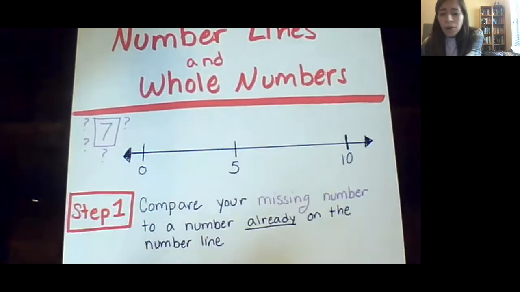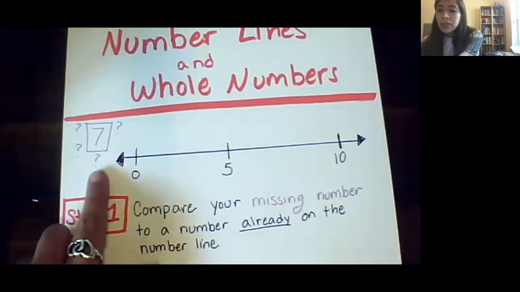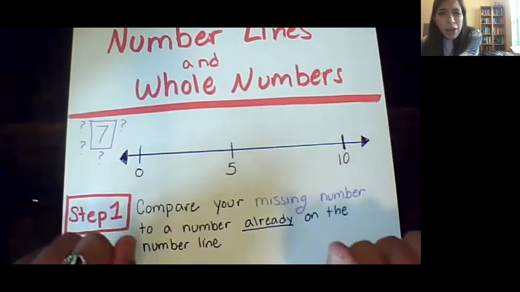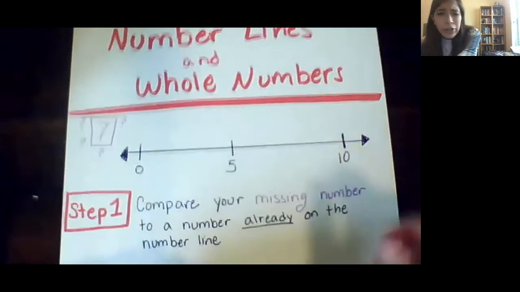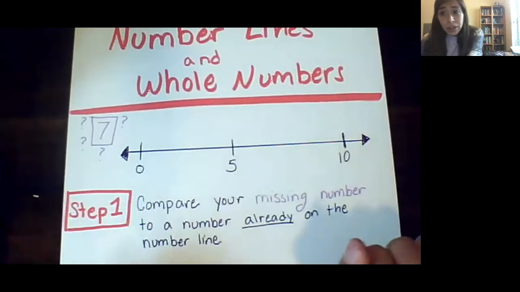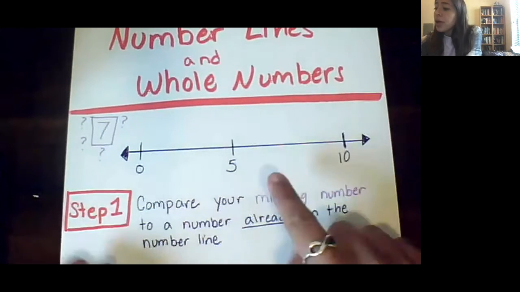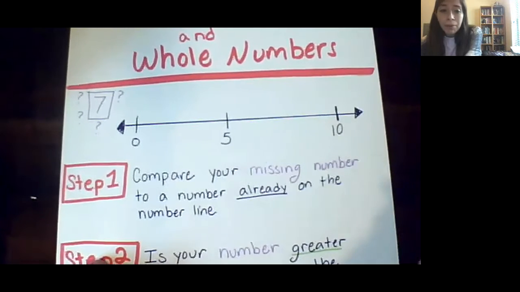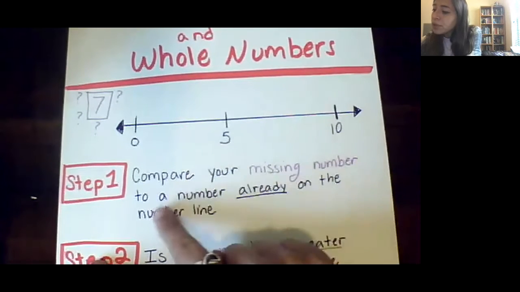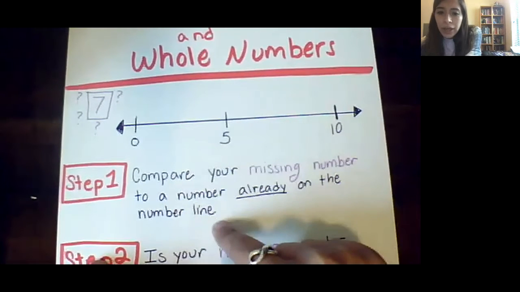So I have a problem. I want to put the number 7 somewhere on my number line, but I don't remember or know how to put it on there. So I'm going to take a look at some steps to help me out. Now, let's go to step number 1. Compare your missing number to a number already on the number line.